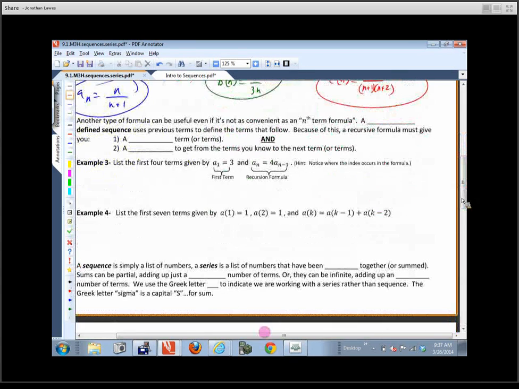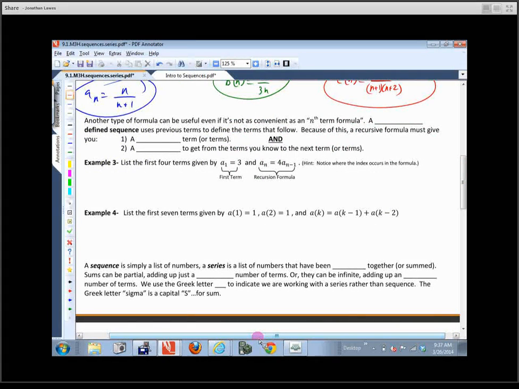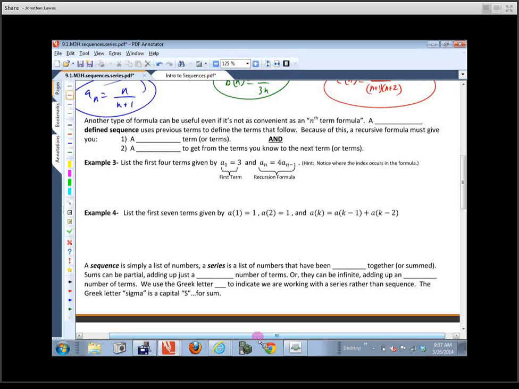Okay. All right. So there's another type of formula that isn't as nice as an nth term formula or a general formula for a sequence. But it can be very useful. It's called a recursively defined sequence. With a recursively defined sequence, they use some of the previous terms to figure out what the terms are that follow that one. We've already looked at an example like that.